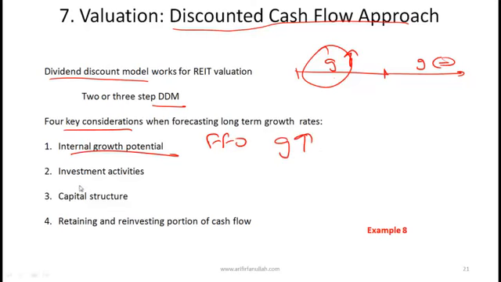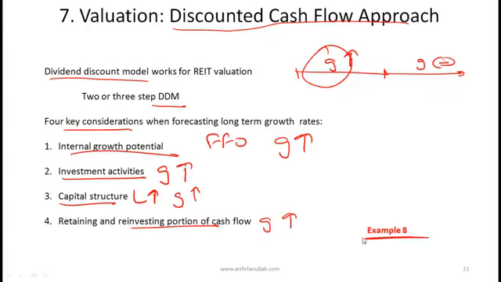Second point is investment activities. Generally, development oriented REITs that are making several investments are likely to have relatively high growth rates. Capital structure is a slightly tricky item because relatively high leverage implies the ability for a REIT to grow faster in the short run, but generally REIT investors are conservative and prefer lower leverage. So this, as I mentioned, is tricky. And finally, retaining and reinvesting a portion of cash flow. So if we see that a REIT is successfully reinvesting some of its cash flows, then that would contribute to higher growth. Now do example 8.